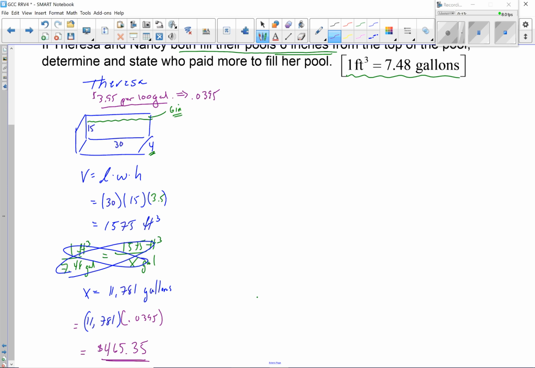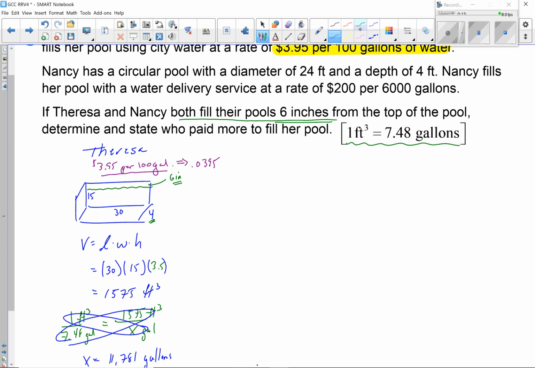Now we have to go back, start all over and do the same kind of thought, but now we're going to do it for Nancy. Nancy's got a circular pool, right? So her pool is going to look something like this.